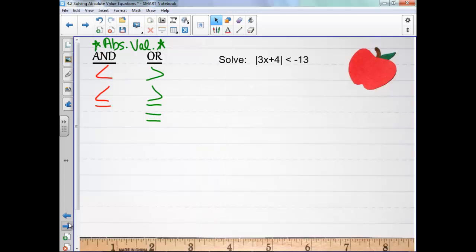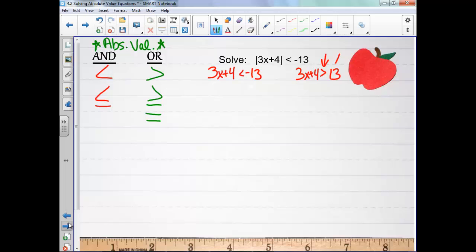So now we're going to go ahead and solve this inequality. So remember we break it up. Remember, switch the sign here and switch the sign for the 13. Notice it's a less than, which is in our and. So we'll have the word and in there. And now we'll just solve each of these.